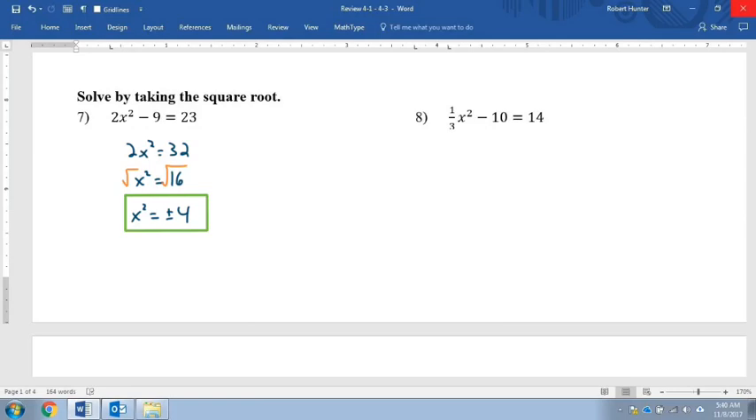Number 8, same idea. Move everything over, take the square root. If I were you, I'd give it a shot. But if you're not so bold, here we go. 1/3 x squared. We'll move the 10. So equals 14 plus 10 is 24. Okay. To get rid of the fraction, remember, you just flip it and multiply.